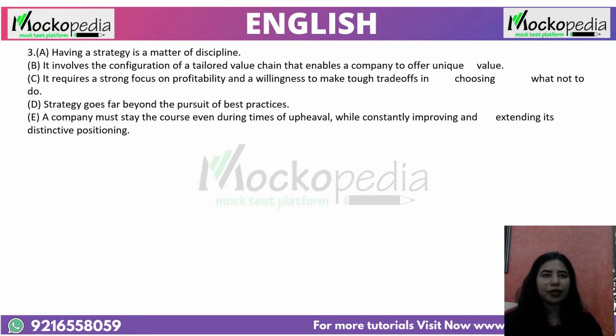So let's see. Having a strategy is a matter of discipline. So it looks like a good opening statement, broader statement, general statement. We can consider it. It involves the configuration of a tailored value chain and enables company to offer unique value. So let's see, what is it referring to? Now, it requires a strong focus on profitability and willingness to make tough trade-offs in choosing what to do, what not to do. So again, it is having it in it.